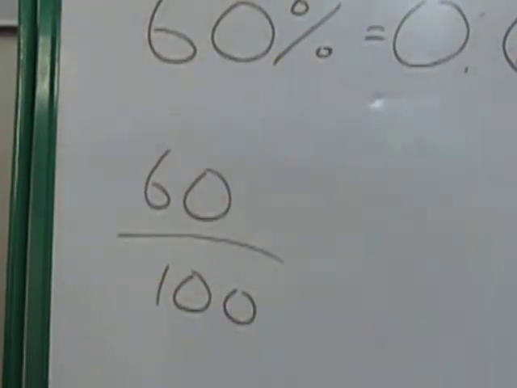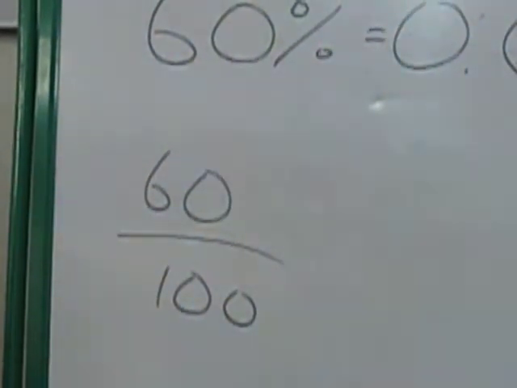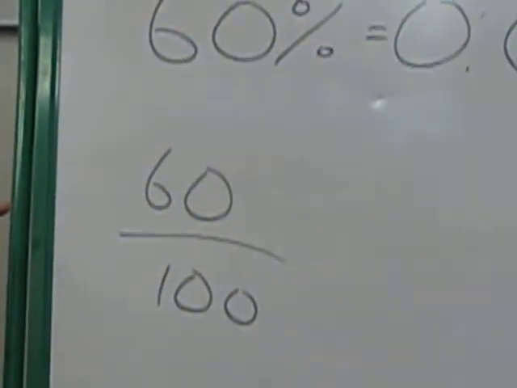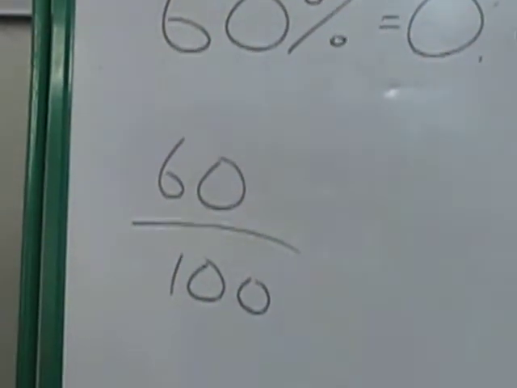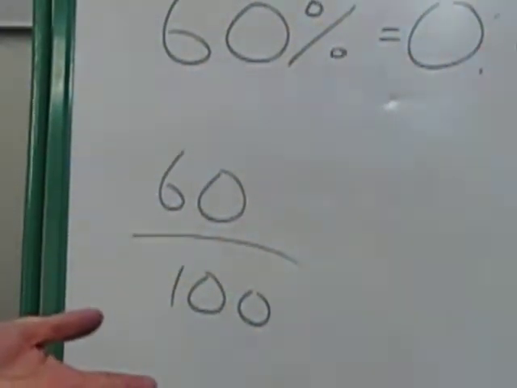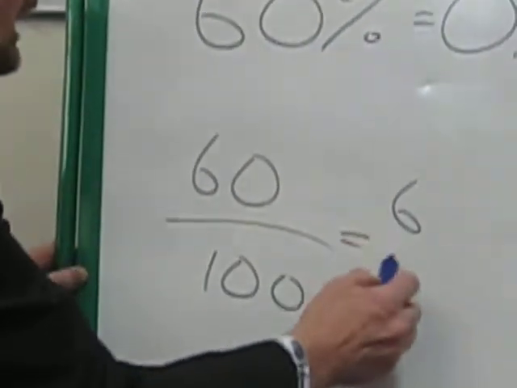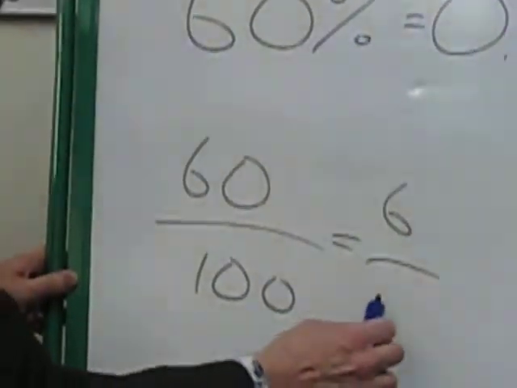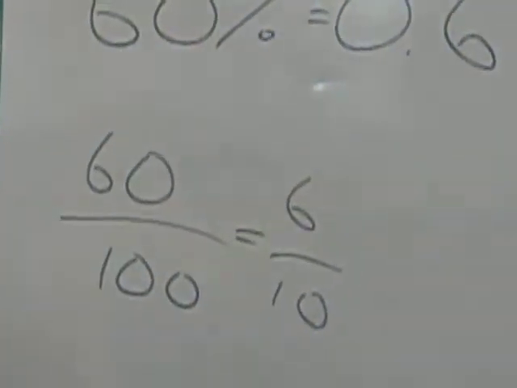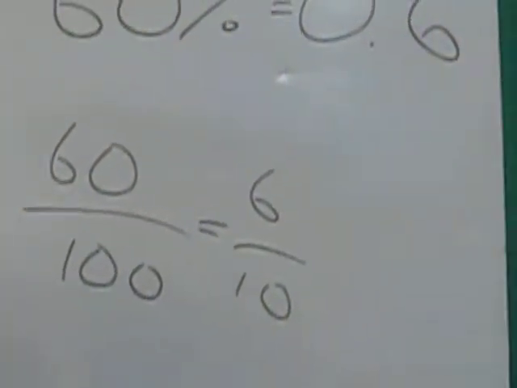But you're saying to me, Mr. Nunn, that is not in the simplest form. What times table is 60 and 100 in? Tens? Yeah. I think so. So 60 divided by 10 is? 6. And 100 divided by 10 is? 10. Can we simplify that further? Yes. We can divide it by 2, can't we?